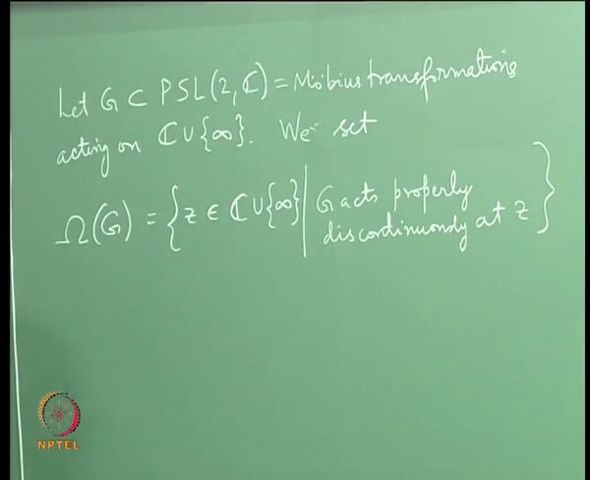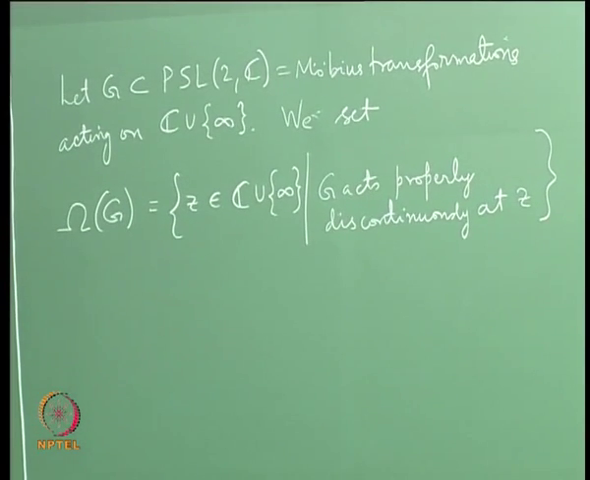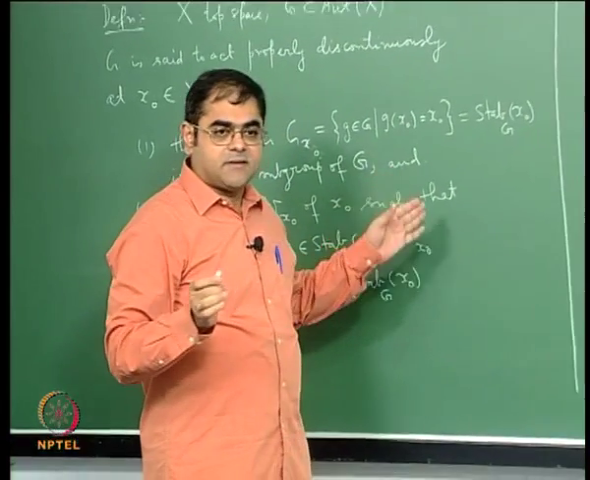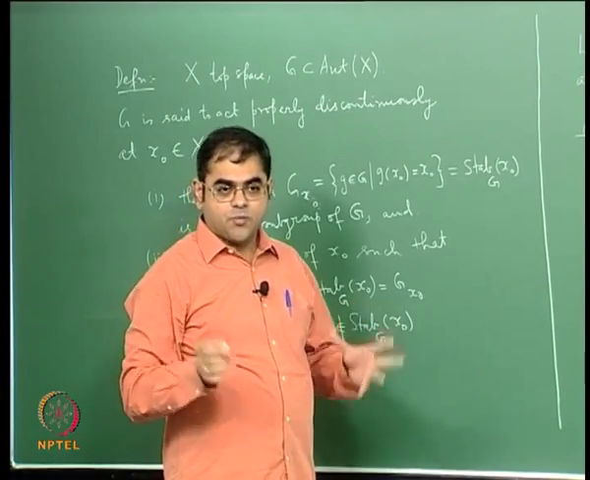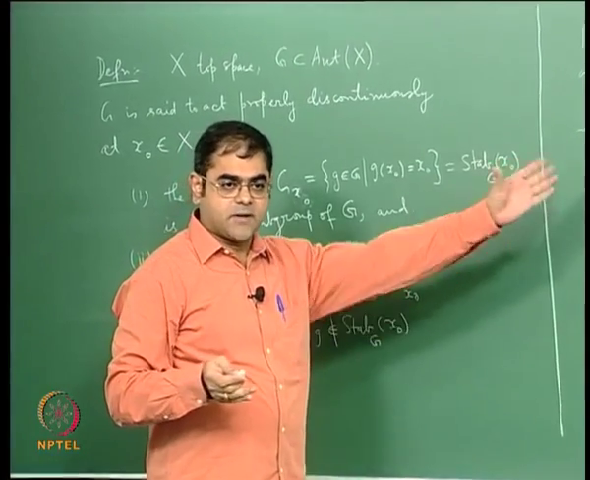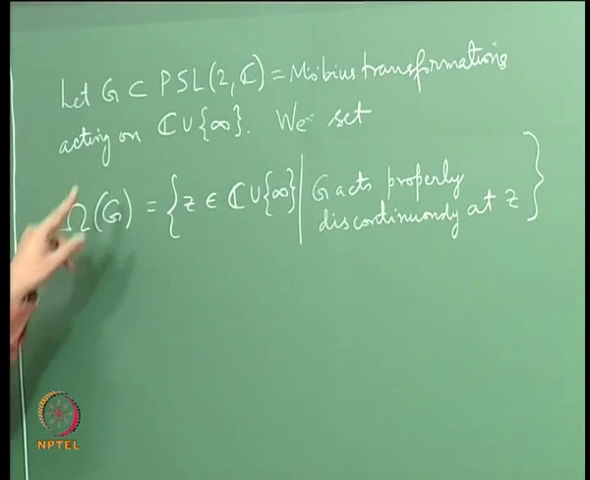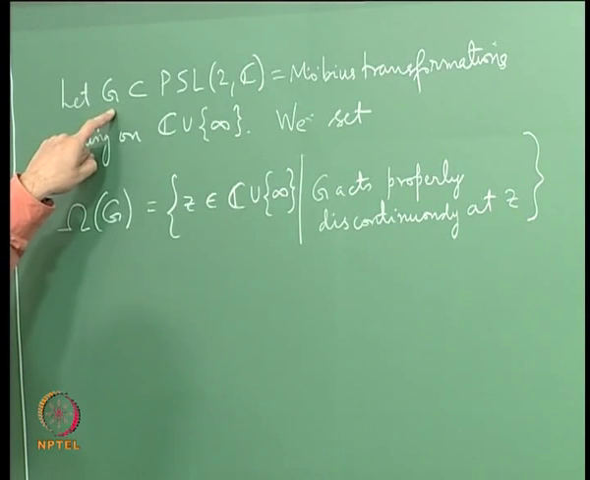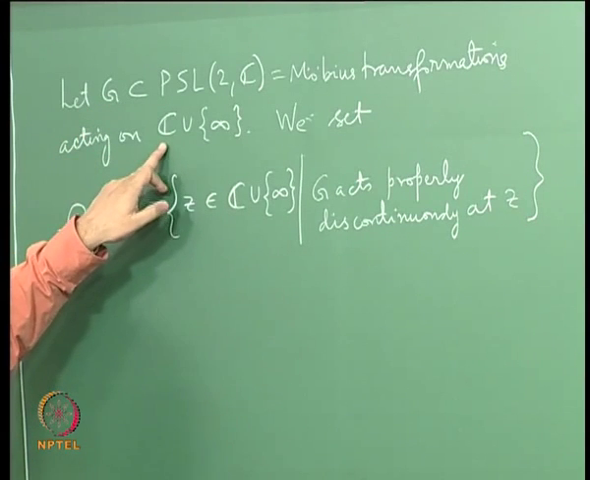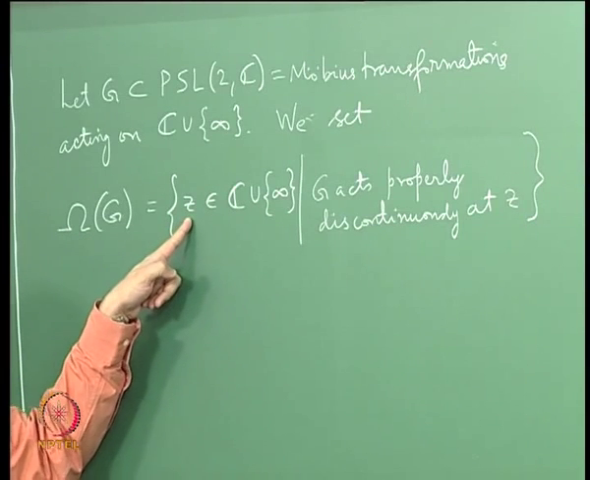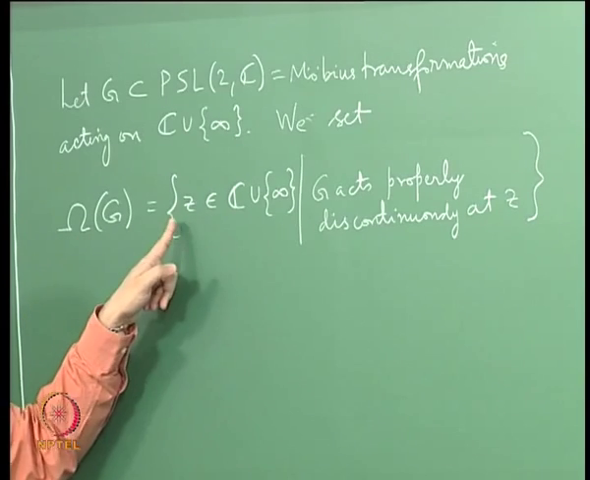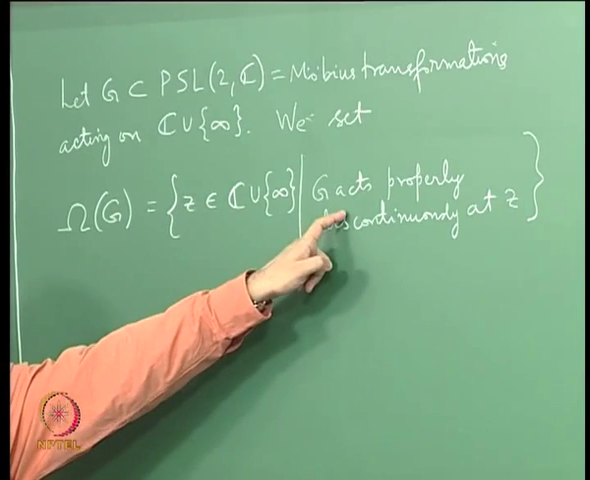Okay, so the first thing that we will have to establish is that this definition of properly discontinuous action has some good properties. That is what I am trying to do. Given a group G of Mobius transformations which will act on the extended plane, I am collecting all those elements in the extended complex plane at which G acts properly discontinuously.